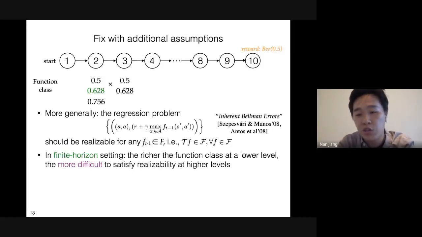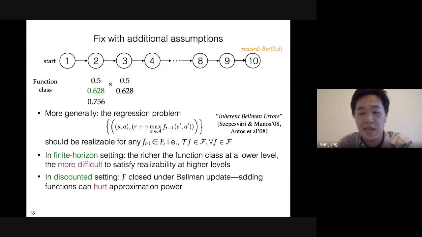And if you use a richer function class at a lower level, it is more difficult to satisfy realizability at higher levels. And in the discounted setting, what it tells you is that not only does your function class have to capture Q star, but it is also required to be closed under the Bellman update operator. And this closedness assumption is not a monotone assumption, because adding a new function to your function approximator can actually hurt your approximation power according to this definition.